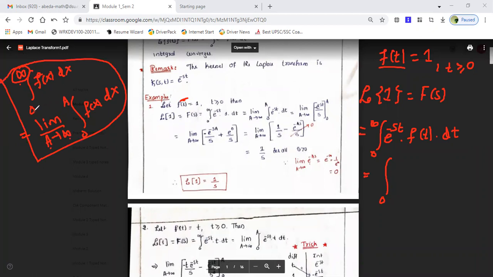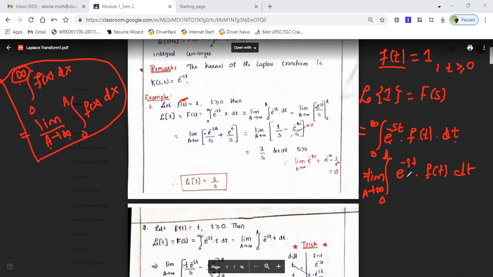So remember, if you have a function of this form, you can see here 0 to infinity is there, e to the power minus st into f of t dt is there. So I am converting this into limit as a tends to infinity of the integral from 0 to a of e to the power minus st into f of t dt. This is how we are converting the given problem. This was the improper one, and I am converting it into the proper one.